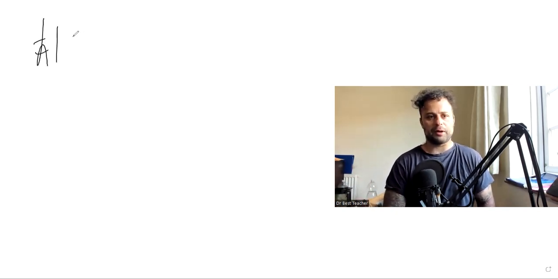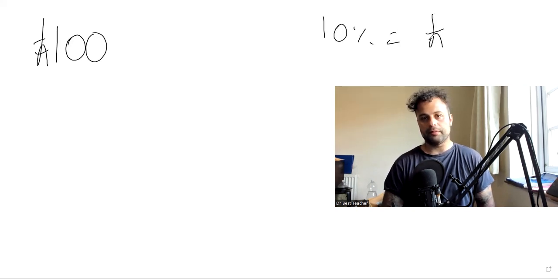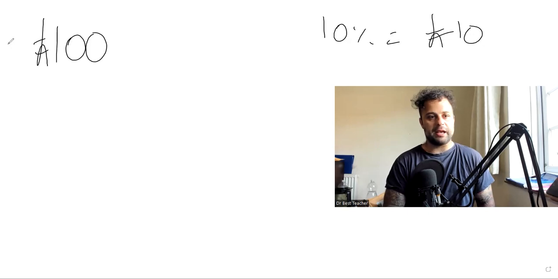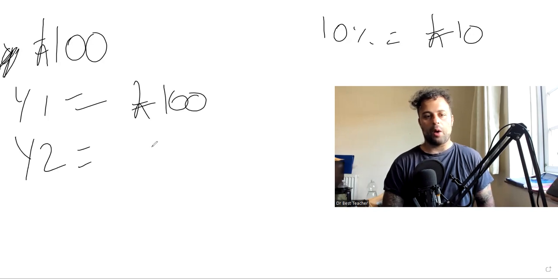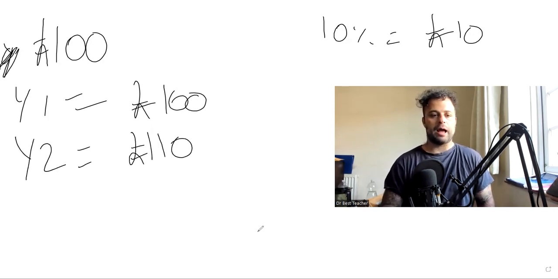So let's say I always give out this example. Let's say I had £100, and if my £100 went up by 10%, now 10% of 100 is going to be £10. So if this is year one, let's just say this is the start, I have £100, okay? How much would I have in year two? I will have £110. It's gone up by £10.